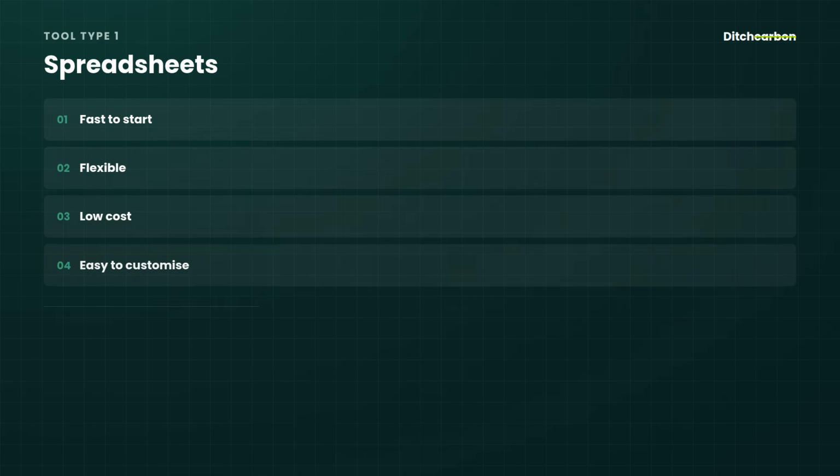The first category is the one almost everyone starts with, spreadsheets. To be clear, spreadsheets aren't bad. For an early Scope 3 inventory, they're genuinely useful. You can export spend data from finance, add supplier names, map categories, apply emissions factors, and get to a first estimate fairly quickly. If you're working with 50 suppliers, or even a few hundred, that may be enough, but large supply chains expose the limitations quickly.